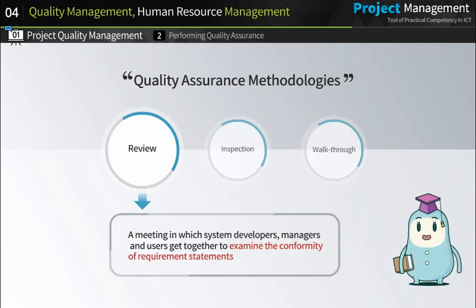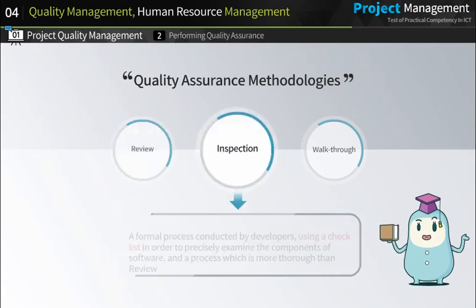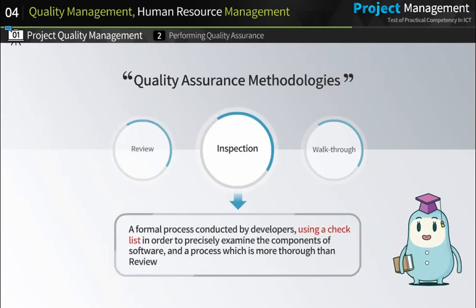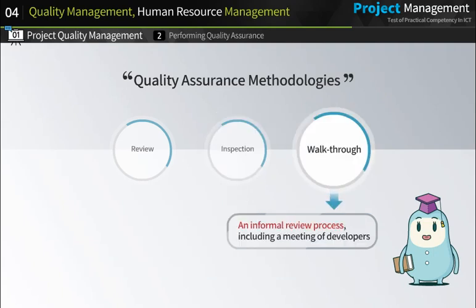Review is a meeting in which system developers, managers, and users get together to examine the conformity of requirement statements. Inspection is a formal process conducted by developers, using a checklist in order to precisely examine the components of software. Inspection is a process which is more thorough than review. Lastly, walkthrough refers to an informal review process, including a meeting of developers.